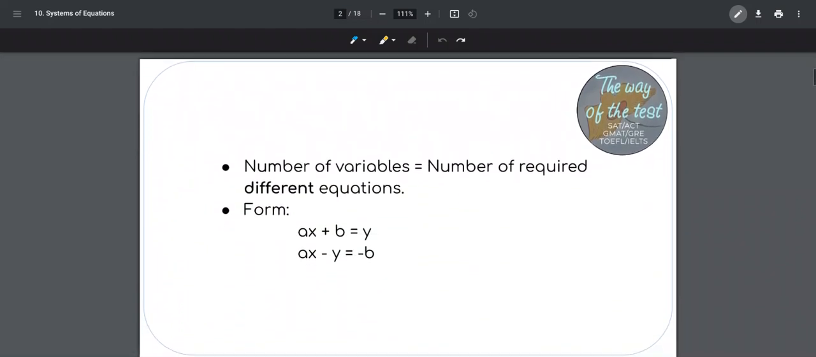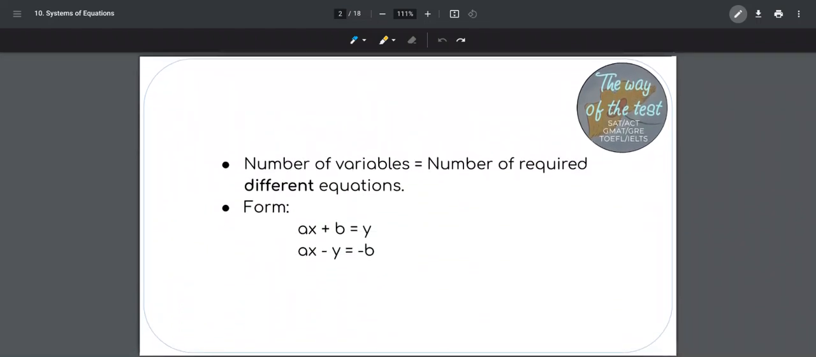Okay, so just like in equations, when the number of possible solutions was equal to the greatest degree of the exponent of the variable, here the number of required equations is equal to the number of variables. If you have two variables, you require two different equations to solve it, which means you cannot solve an equation with two variables with just one equation. So if you have three variables, you need three equations, and so on and so forth.